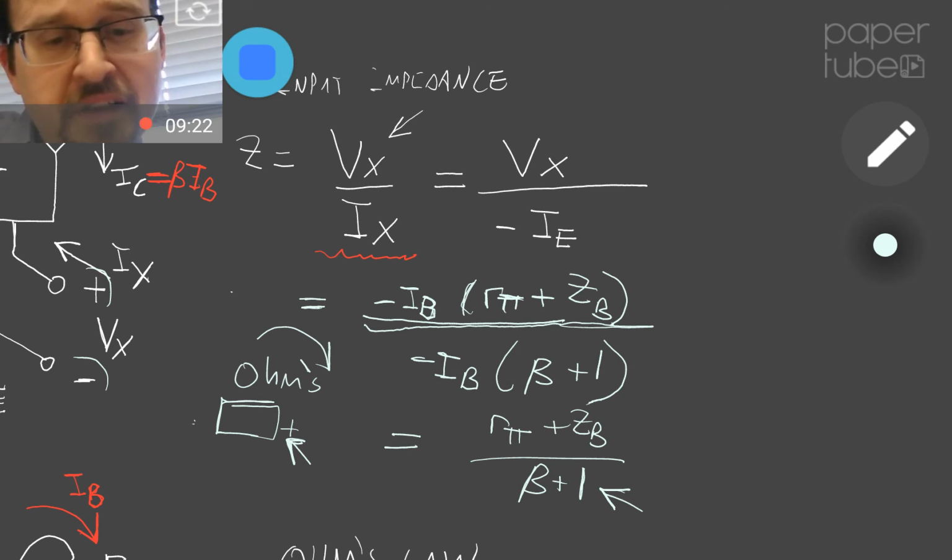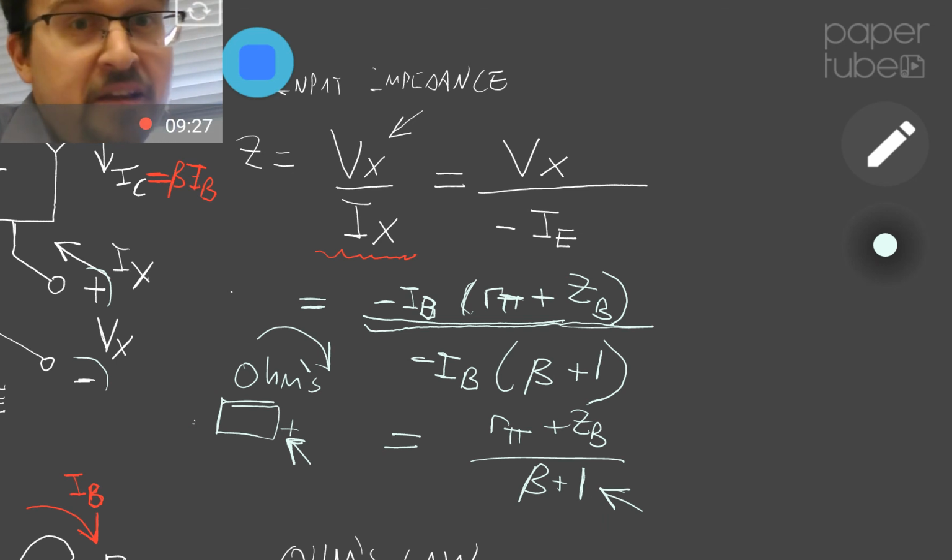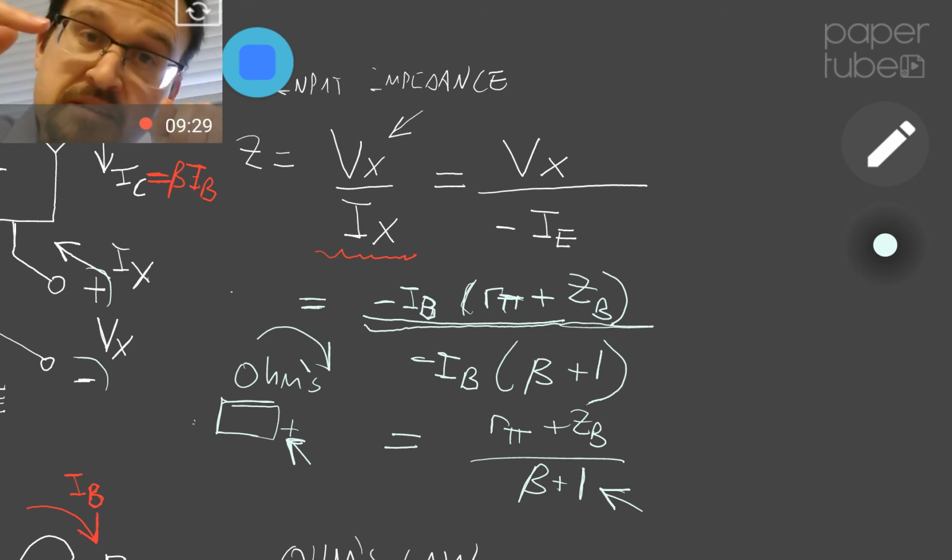Anyway, thanks for watching, and we'll be talking more about this type of thing in the future. For example, why not try doing the same exercise but looking into the base instead of the emitter?